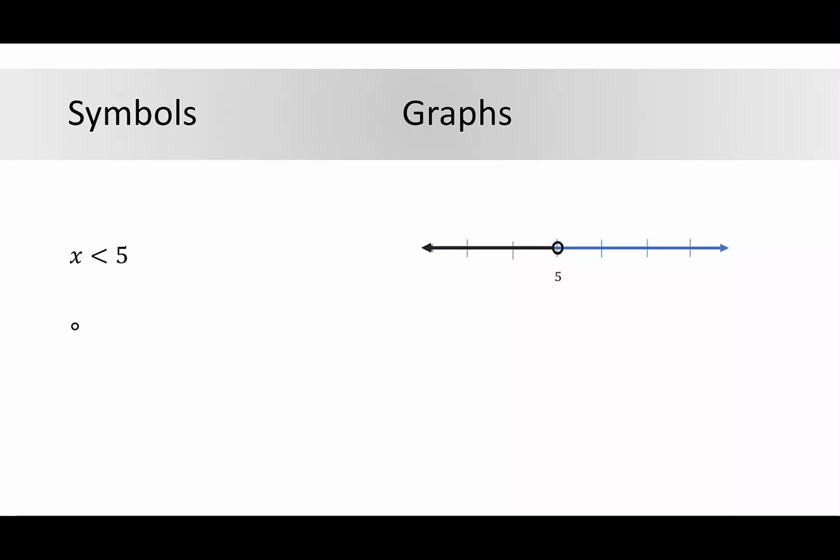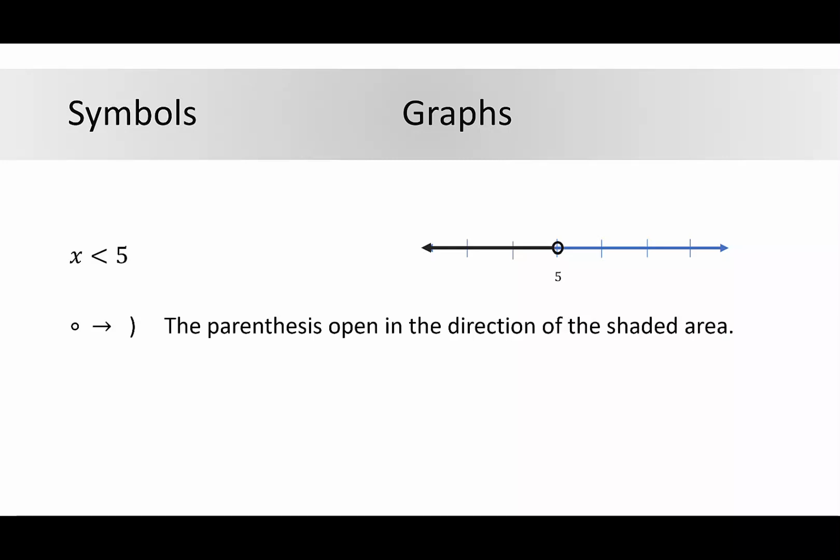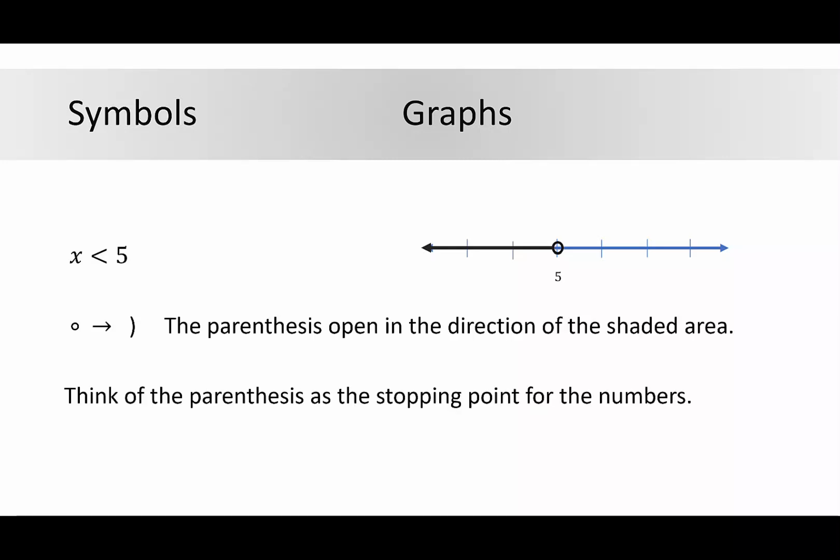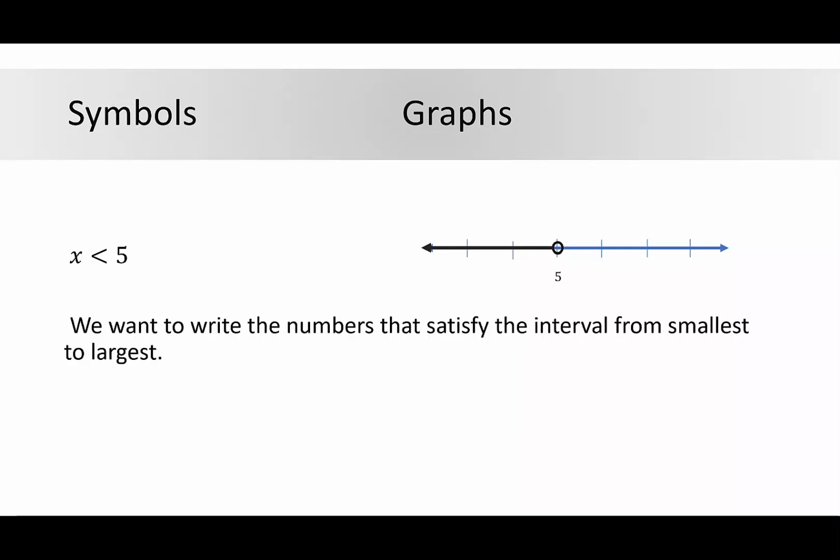When we switch to interval notation, we're going to turn that open circle into a parenthesis. I want you to notice this parenthesis is open in the direction of the shaded area. You can think of the parenthesis as a stopping point for the numbers in this particular inequality. The reason it's a stopping point is because we want to write the numbers that satisfy the interval from smallest to largest. So the smallest, pointing over to the left, means we're coming from negative infinity, but we are going to stop when we get to the number 5. Our interval is parenthesis, negative infinity, comma, 5, parenthesis.